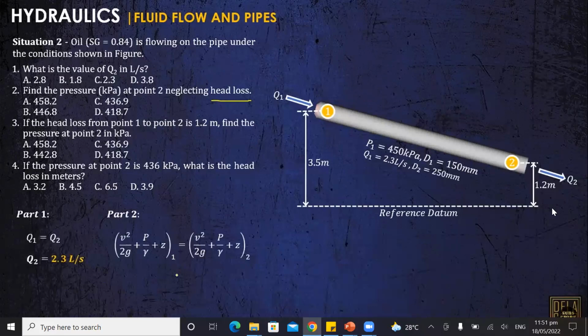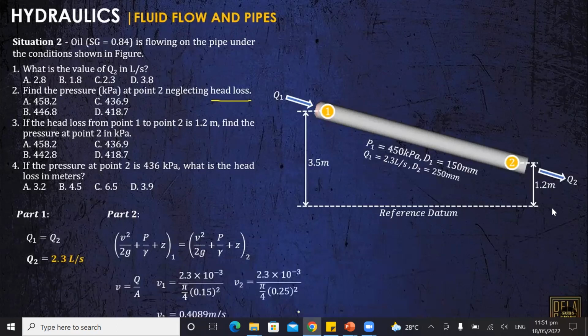So, subscript natin ang points 1 and 2. Take note that we don't have the values of the velocities at points 1 and 2, but we have the discharge, no? Therefore, we can calculate the respective velocity at that point. The velocity is equal to discharge over the area. For V1, the discharge is 2.3 liters per second, converted natin siya to cubic meters per second, divided by its cross-sectional area. That is pi over 4 times diameter, 150, so gawin natin meters, 0.15. We have here that value.